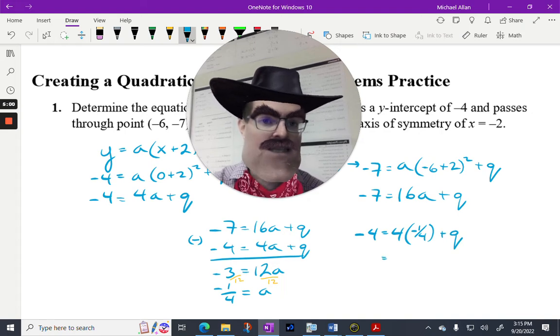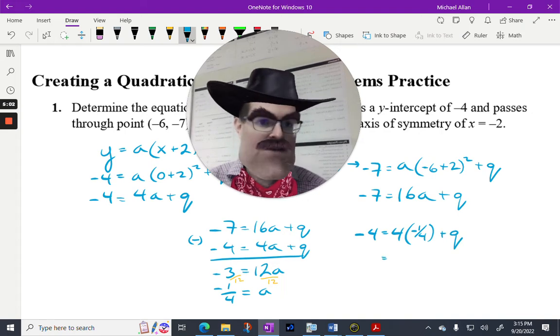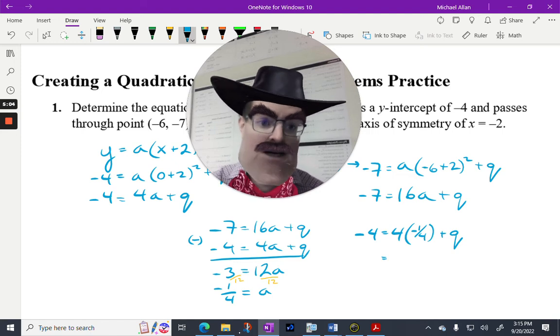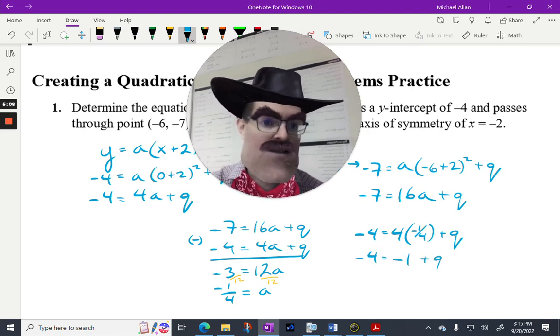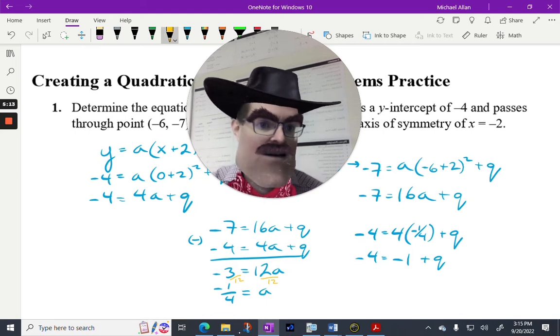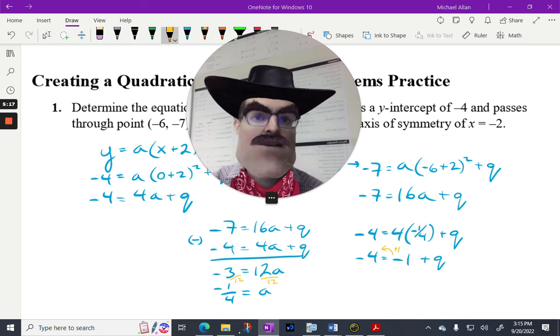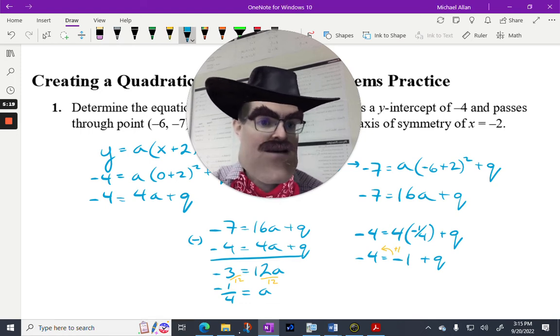Now this is nice. 4 times a quarter, that's just 1. 4 divided by 4 is 1, but it's negative 1. It's negative here. So you do multiplication first, kind of simplify it down. You just have to get the q by itself now, so I'm just going to take this negative 1, add it over to the other side, and I'm going to get a negative 3 for my q.